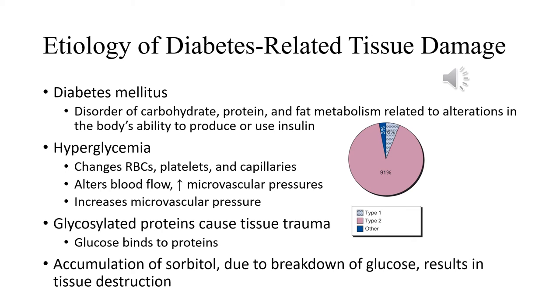Additionally, in the local area, we see an accumulation of sorbitol when the glucose starts to break down, and that results in tissue destruction in the local area as well. So we start to see a lot of bad effects of hyperglycemia in the local area.